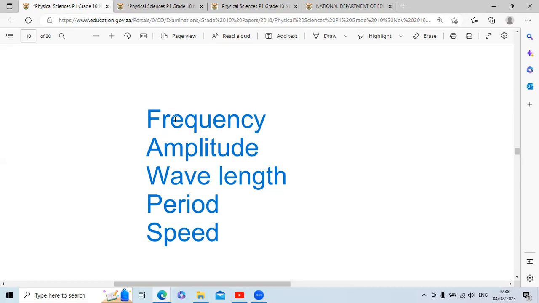And the distance from the equilibrium to the minimum or maximum point on the wave. Amplitude. Exactly. And then we're going to have the distance covered by the wave over a period of time.